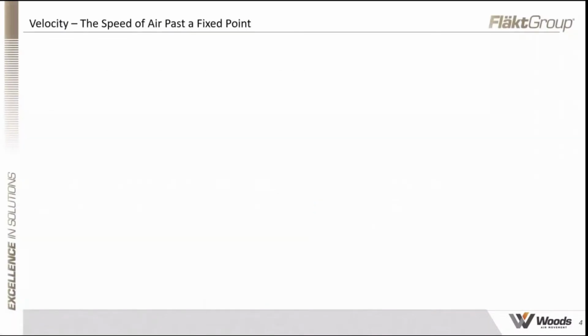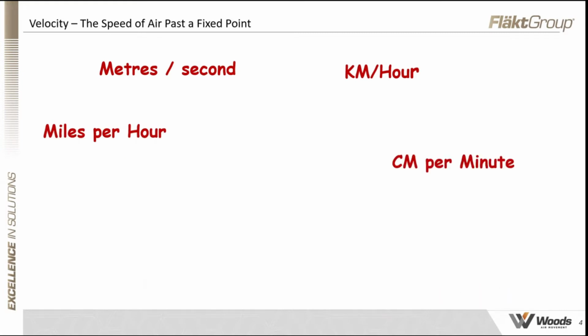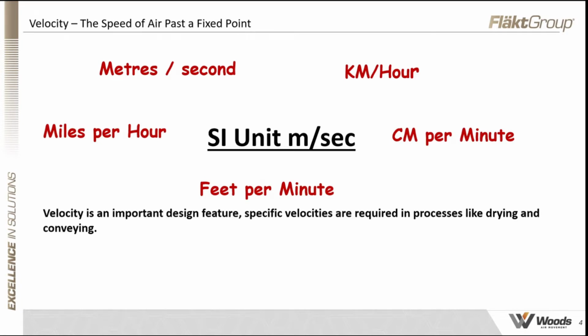Let's talk about the key features of the airflow and what happens with the air. So velocity, it's the speed of the air past a fixed point. Lots and lots of different ways of describing that in terms of units, metric, imperial units. And there we go, velocity. But the one that we want to concentrate on is the SI unit. It's meters per second. That's our key unit. That's an important design feature.